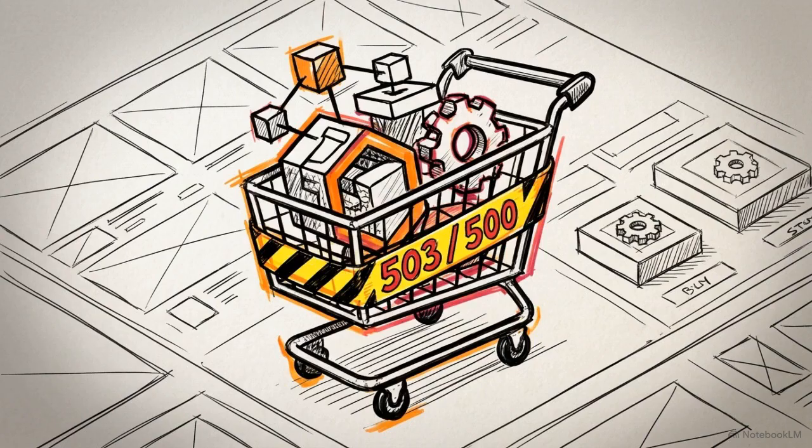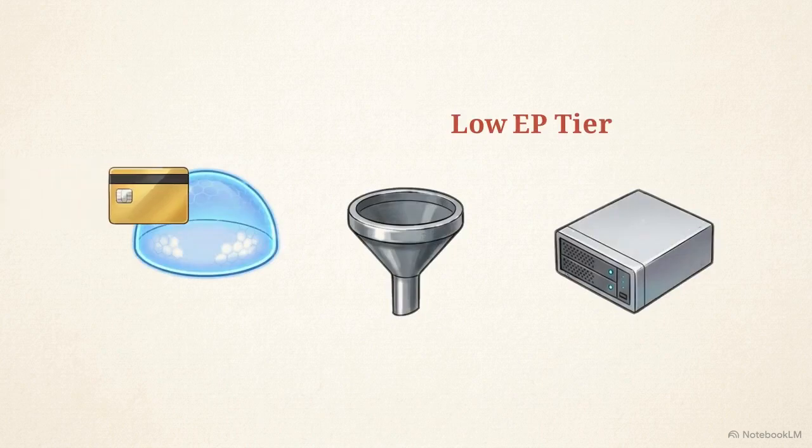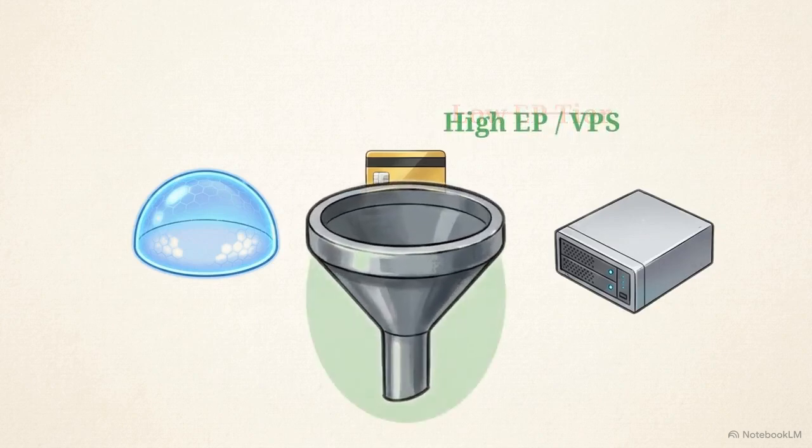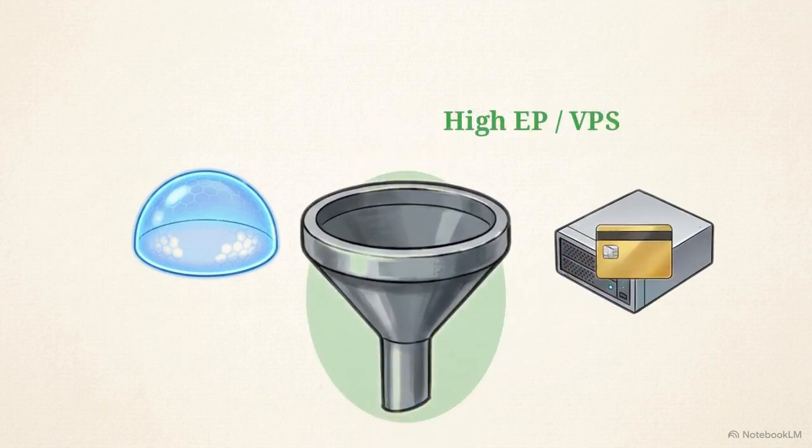Compare that to an e-commerce operator. Your WooCommerce cart pages are constantly processing custom pricing and inventory, resulting in queue-draining 503s or memory-based 500s. Since caching cannot process a dynamic credit card transaction, staying on a low-entry process tier ensures your cart will continue to crash under load. Upgrading to a higher EP tier or a dedicated VPS is mathematically mandatory here.